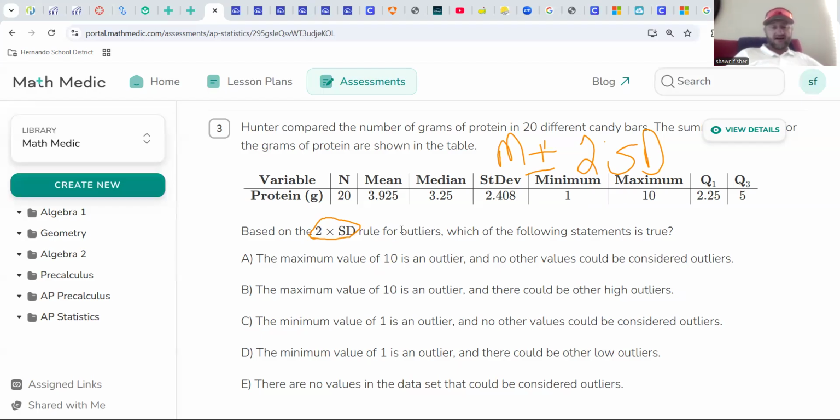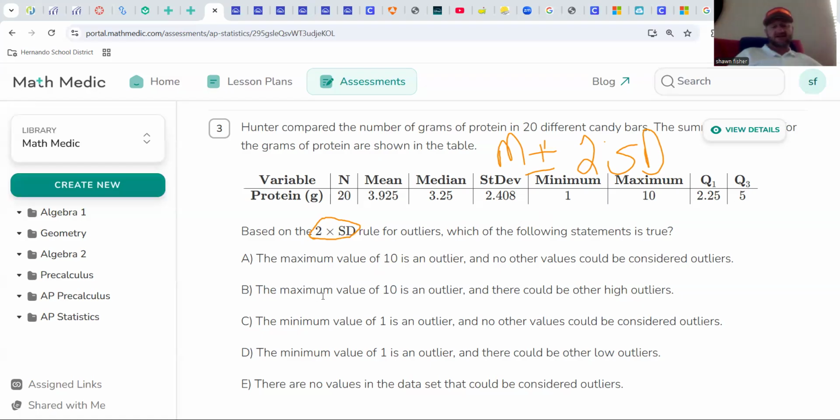All right. So let's go down. The maximum value of 10 is an outlier. That's true. And no other values could be, that's not true because there could be a value between 8 and 10 that they didn't give us. We've got 20 different candy bars here. The smallest is 1, the maximum was 10. Where's the other ones? They didn't give that to us. They only gave us a 5-number summary, a basic summary, right?